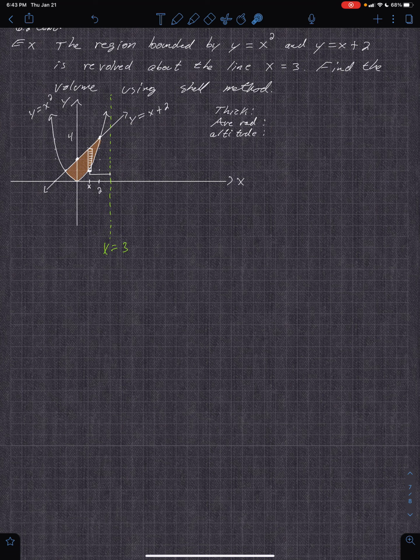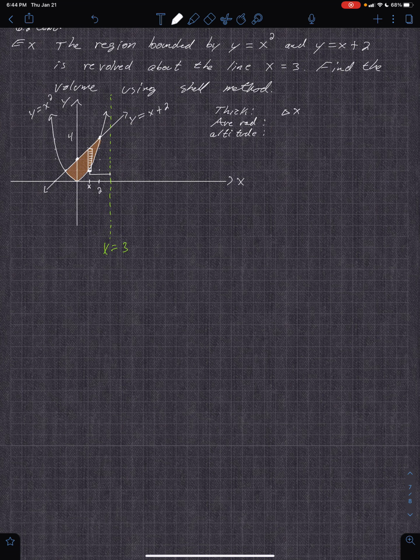So then to find that area, you would do the little rectangle, right? Representative rectangle is what we call it. Your thickness would be the delta x, and the height would be the difference of the function values. So that's like your altitude. Let's fill in the blanks here. So the thickness is your delta x.